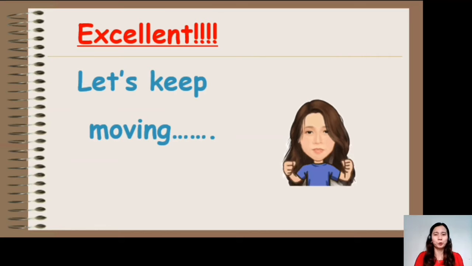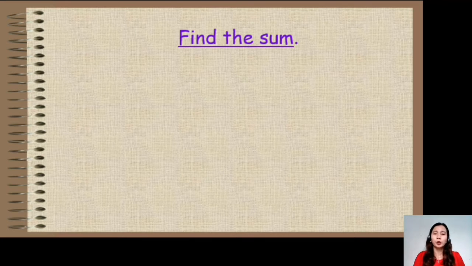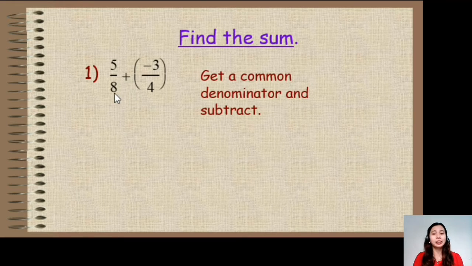Now, let's keep moving. Find the sum. So, remember the rule in adding and subtracting integers. You can see we have here dissimilar fractions, and we cannot add dissimilar fractions easily. We must get the LCD, or the least common denominator, before we add or subtract. So, what is the LCD of 8 and 4?